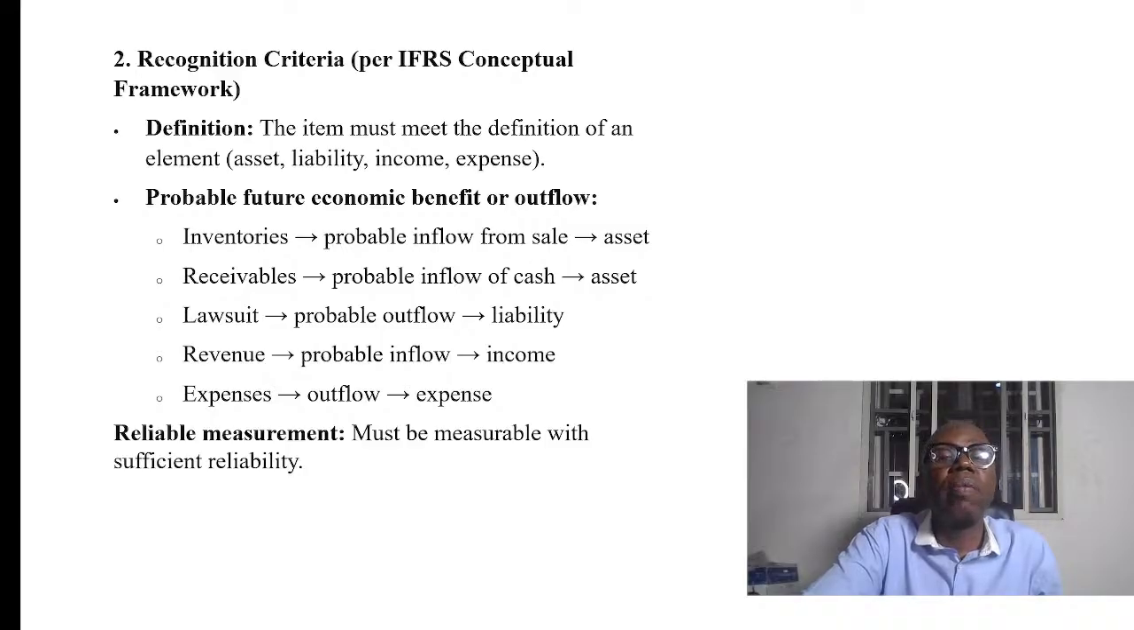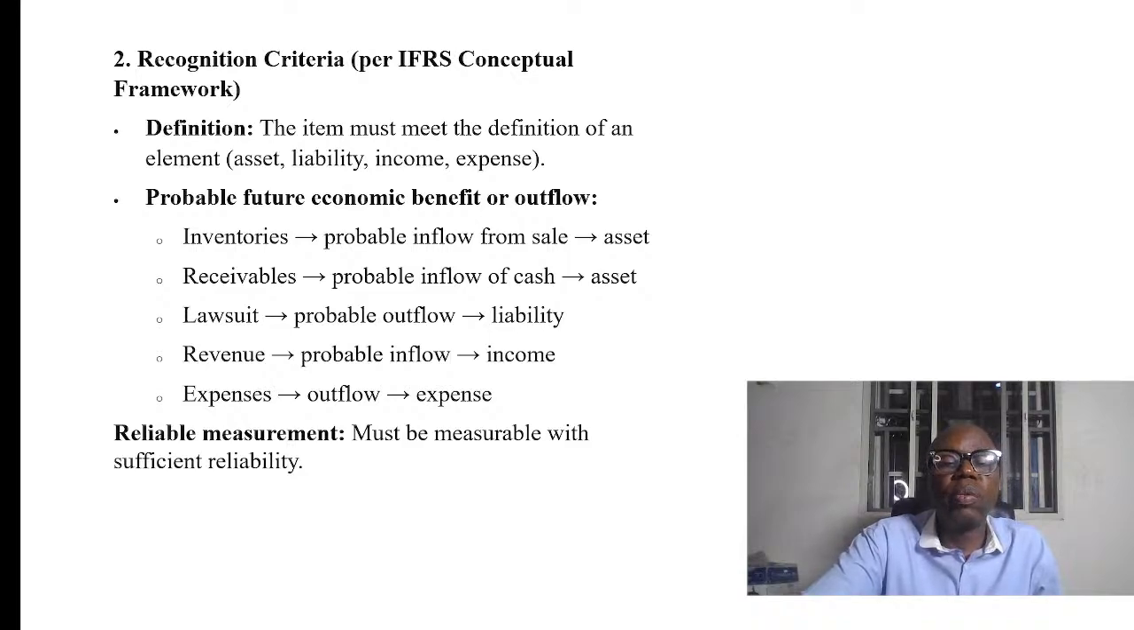Probable future economic benefit or outflow. Inventories, probable inflow from sale. That's an asset. Receivables, probable inflow of cash, also an asset. Lawsuit, probable outflow, liability. Revenue, probable inflow, income. Expenses, outflow, expense. So that's the scenarios and the economic benefits or outflow.